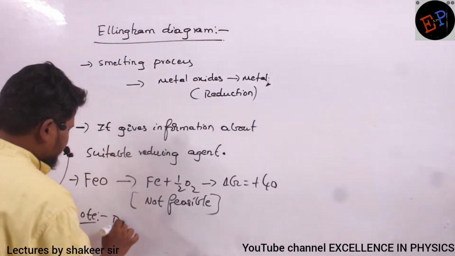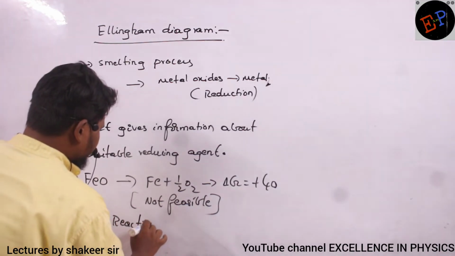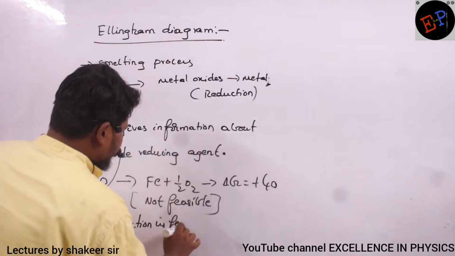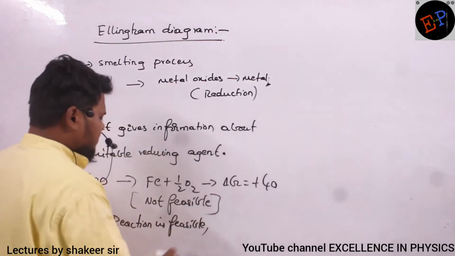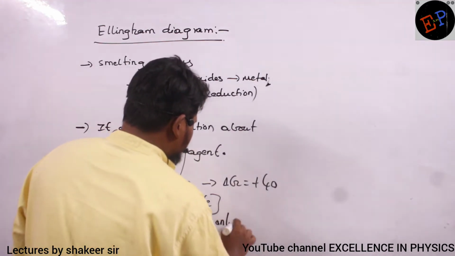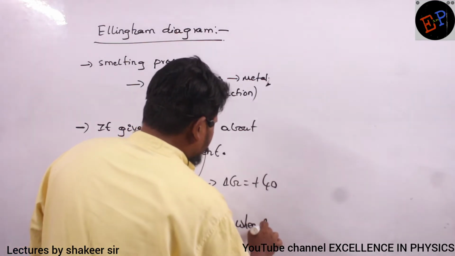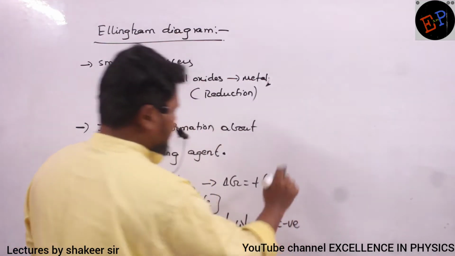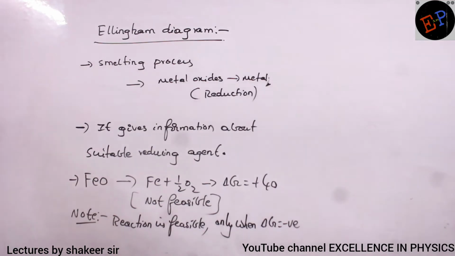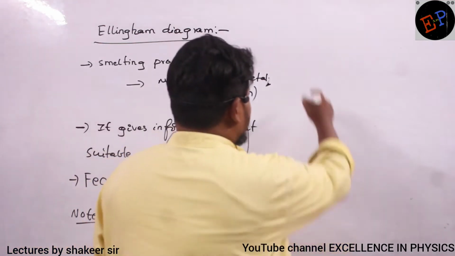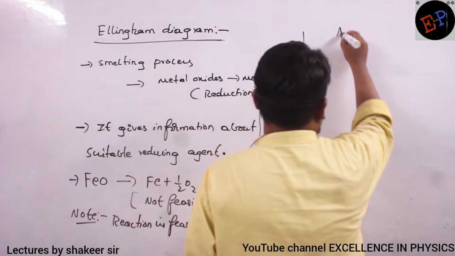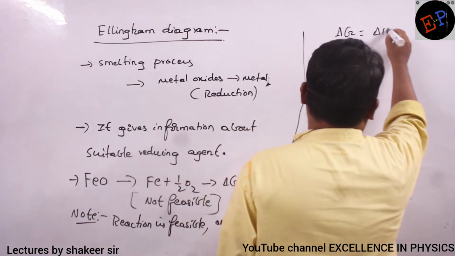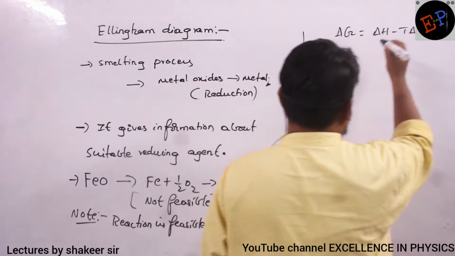Reaction is feasible. In which condition? Only when delta G value is negative. So if the change in Gibbs free energy is negative, then only the reaction will be feasible. And what is meant by delta G, we have already studied. Delta G is equal to delta H minus T delta S. This is the equation.